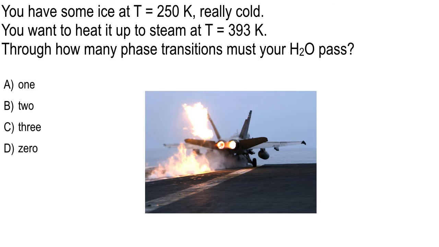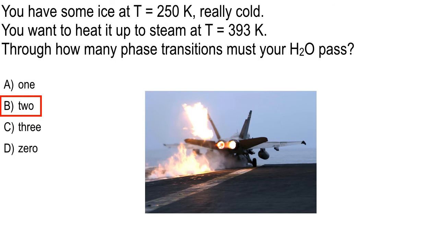How many phase transitions are there from solid to liquid to ice, to solid to liquid to gas? There's only two. There's three phases, but there's only two junctions. So the correct answer here is two.